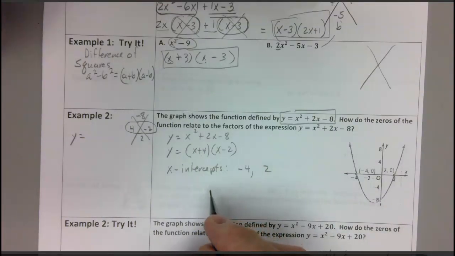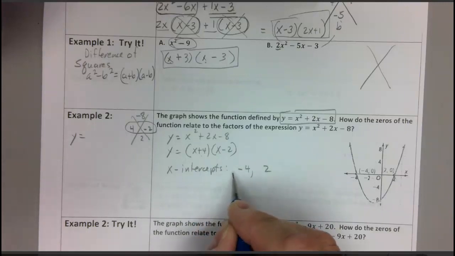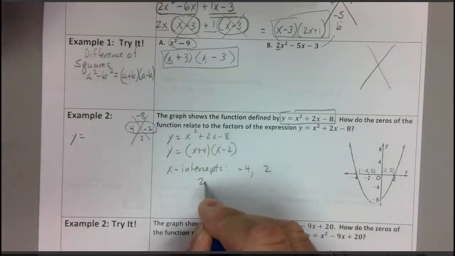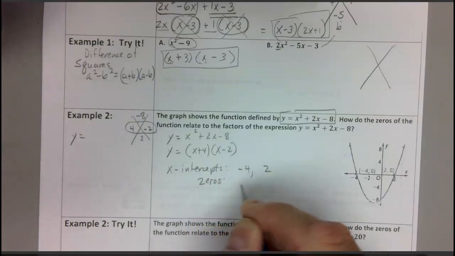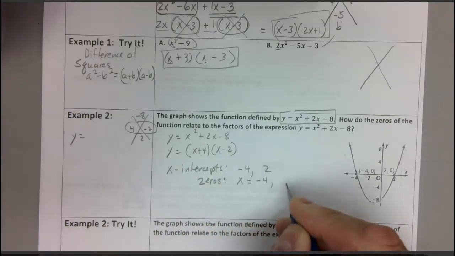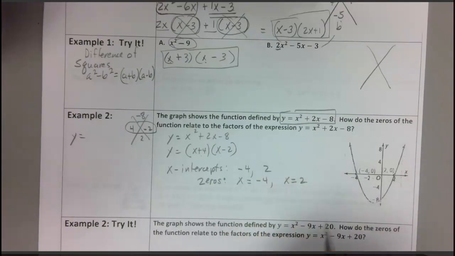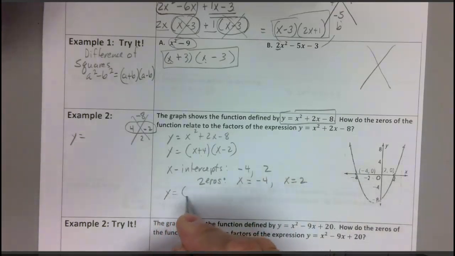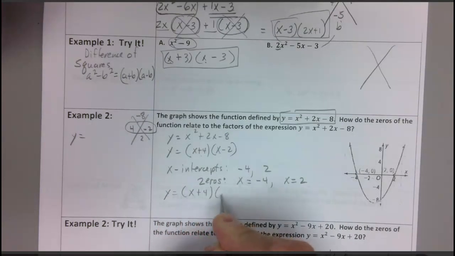And what you can do is, your x-intercepts are negative 4 and 2, and your zeros, we call them zeros, are x equals negative 4 and x equals 2. So when we write this thing, we got y equals x plus 4 times x minus 2.